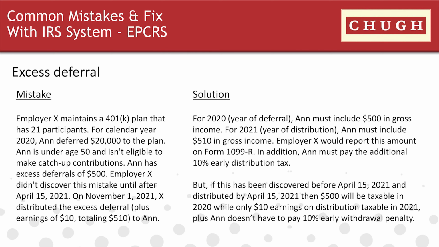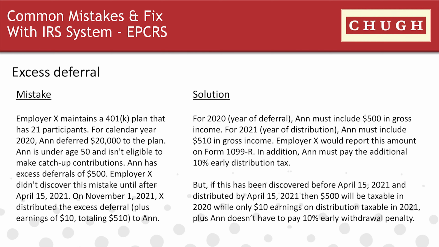So here you can see that N is reporting twice. So it becomes double taxation of this $500, since it happens after April 15, 2021. In addition, N also has to pay the 10% early distribution tax for the federal, plus any state penalty. Like for California, there is a 2.5% penalty.